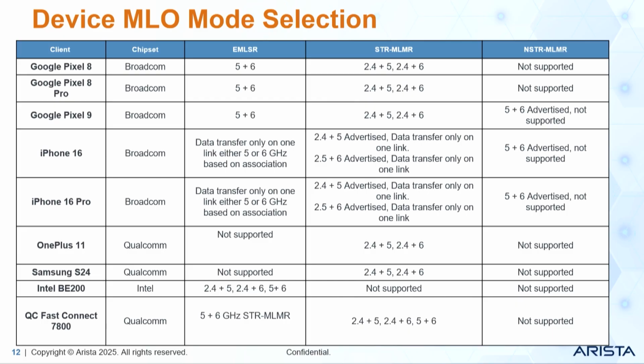From an STR standpoint, it advertises as STR MLMR, but if you have an SSID on 5 and 6, it is going to do EMLSR for Pixel 9, but the iPhone is going to do MLSR, right? So a lot of other clients behave in a different way.